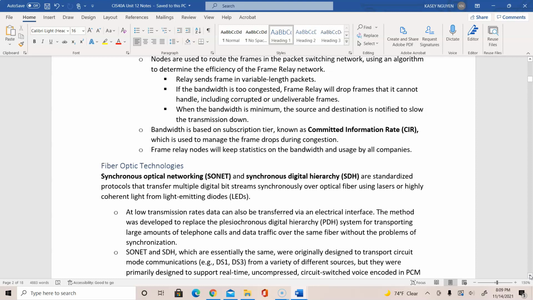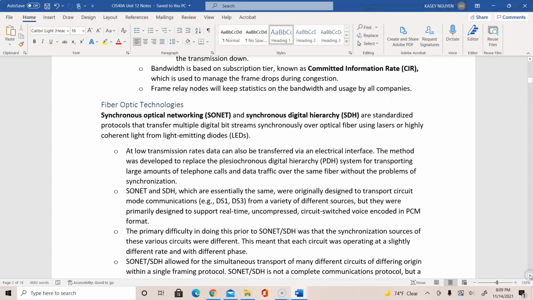Now, next is the fiber optic technologies, and this, unlike your lab, is going to go over the legacy fiber optic and the transition to the current fiber optic. So what we've seen in the past is what's called the SONET network, or synchronous optical networking, and synchronous digital hierarchy. These were the standardized protocols used to transfer multiple digital data bit streams synchronously over optical fiber using lasers or LEDs.